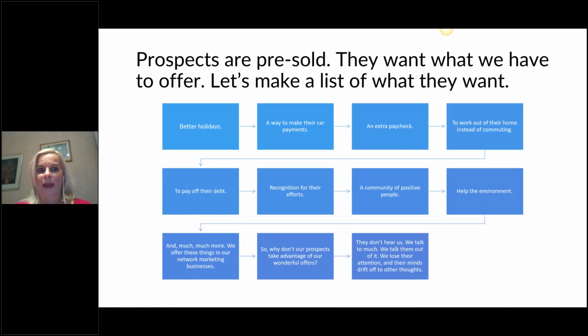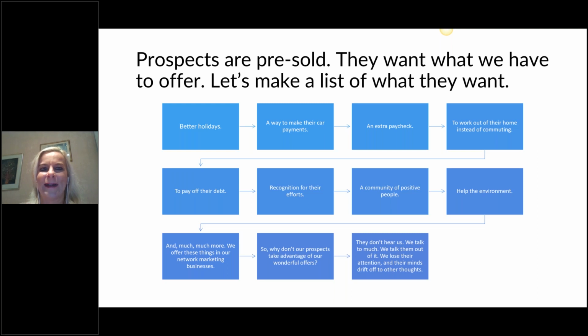So prospects are pre-sold. They want what we offer, of course. So let's make a list of what they actually want. Certainly, they want to have better holidays. Definitely, everybody wants better holidays. I think the only person is Andy from London. Andy, if you're on the call, I call you out, doesn't matter. The only person I ever met who doesn't want to leave London, who loves to just stay in England, is Andy. Andy is a downline offshore, so I think you're the only one. Other than that, everybody wants better holidays.